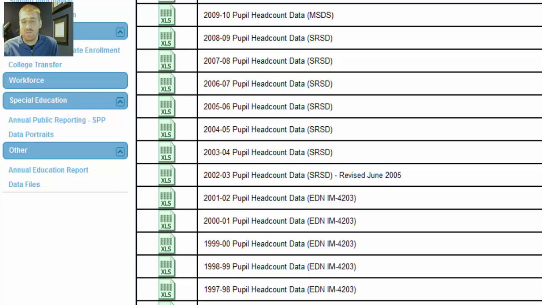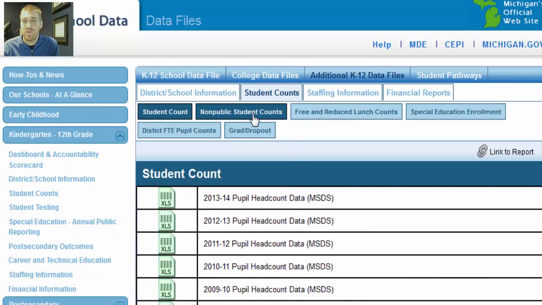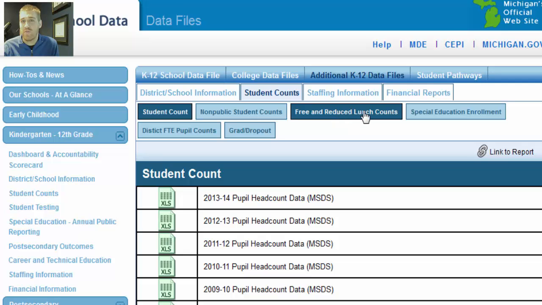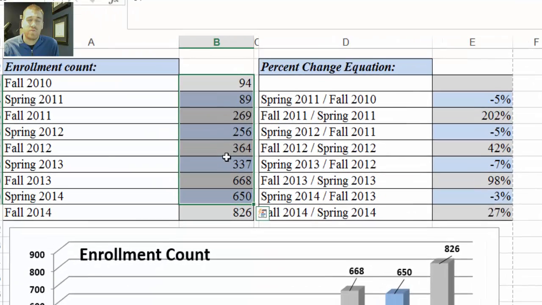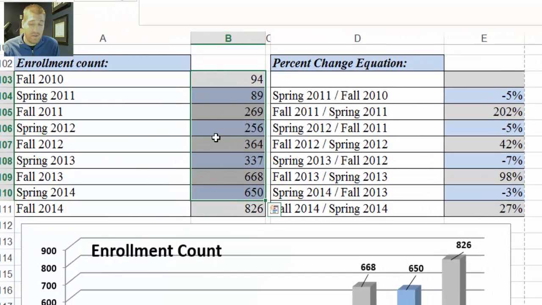It actually goes down to 91, 92. And then this is where you can look up free and reduced lunch counts, special education counts, that kind of stuff. So these numbers are all derived from CEPI. I dug them all out for you.